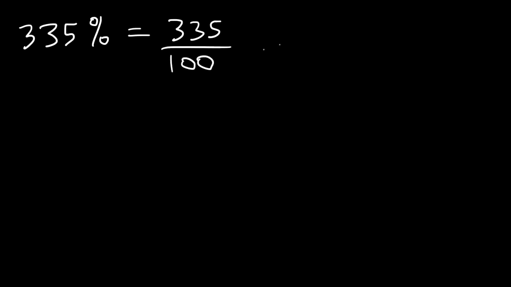Here's another example, 335%. Let's convert that into a fraction. So take a minute, pause the video, and try that. So let's divide it by 100 first. Now 335 is divisible by 5. If you divide it by 5, you're going to get 67. So we can write it as 67 times 5, and 100 is 20 times 5.